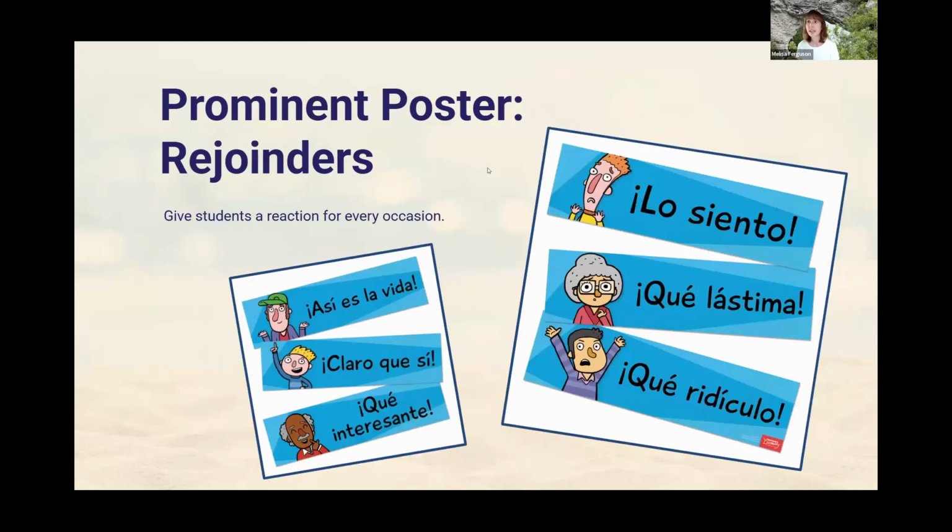Another thing that I love to have in a prominent place in my classroom is rejoinders. I like to give my students a way to react to every single thing that happens in the classroom. So I would have these up kind of high above me in my classroom, and something would happen in class where I knew I could react with one of those, and I'd stop exactly what I was doing in the classroom. I'd find that rejoinder, I'd point to it, and I would say that rejoinder, and my students would know, oh, that's a really appropriate way to respond to the situation.